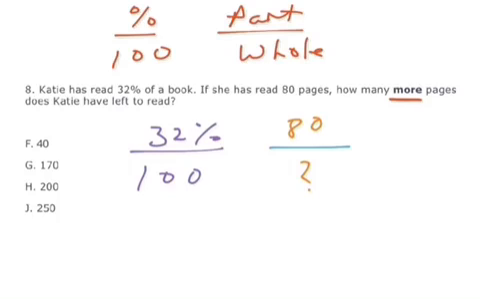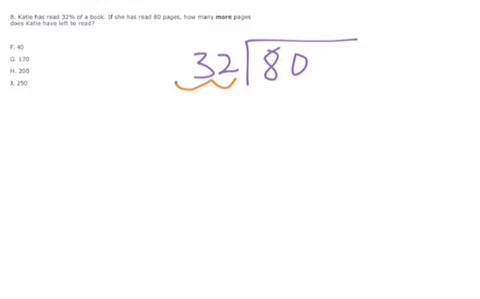So when we have the part and we have the percent, how do we find the whole? Well, we can divide the part by the decimal value of the percent. 80 divided by 0.32. So let's do that real quick. We can do 80 divided by 0.32. Now, got a decimal here, so I'm going to move this over. My decimal should be there. So I'm going to go 2 places there and move it right there.